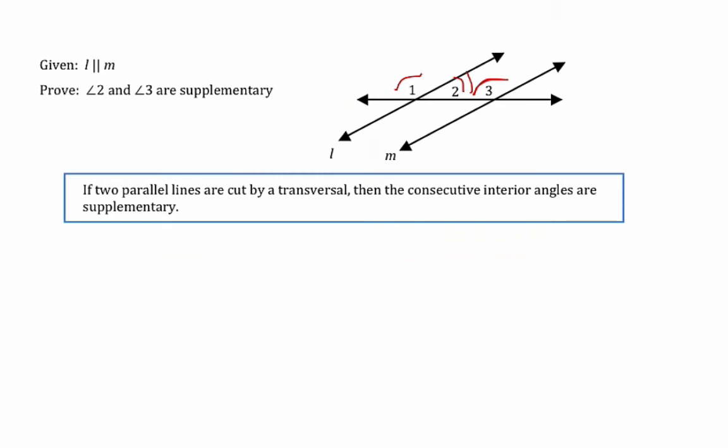And I can say that 2 and 3 then have to add up to 180. Easier to see with numbers. If 1 was 100, 2 has to be 80. And if 3 is the same as 1, it has to be 100. So 2 and 3 share that same relationship of adding up to 180 degrees. So this one's slightly different. Consecutive interior, we have a theorem that says those will be supplementary.